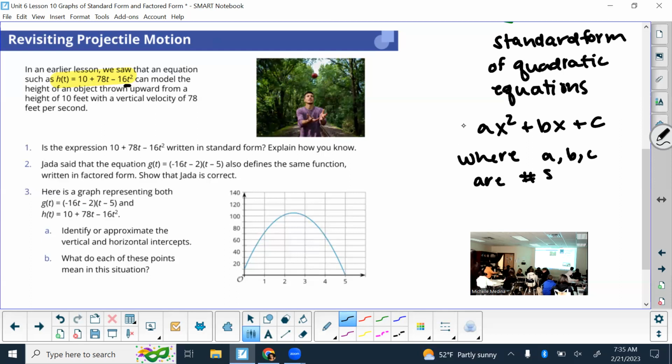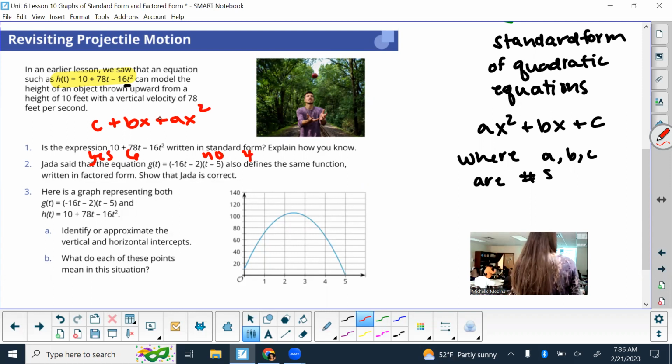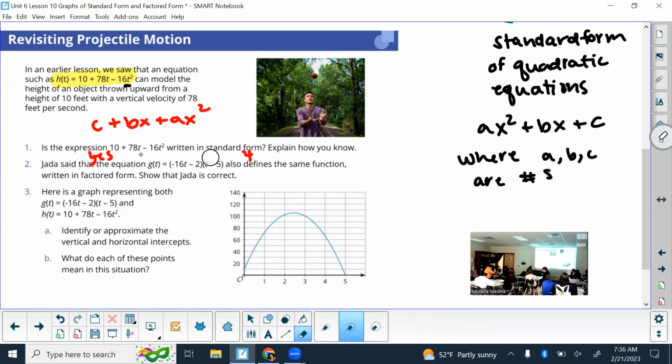So discuss in your groups. Is it in standard form? All right, raise your hand if you think yes, it is in standard form. Okay, 6 people. Raise your hand if you think no, it is not in standard form. Okay, so here's what the book says, and I'm sure you might clearly say that it's not in the same order. I agree with you there. The way that they have it written would be like c plus bx plus ax squared. So I agree with you, it's not in the correct order. But the book says yes, it is a sum of a squared term, a linear term, and a constant term written in that form. So the answer is yes, if you want to fill that in on your paper.